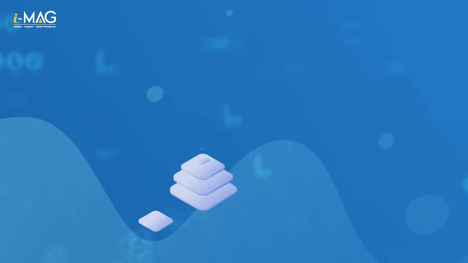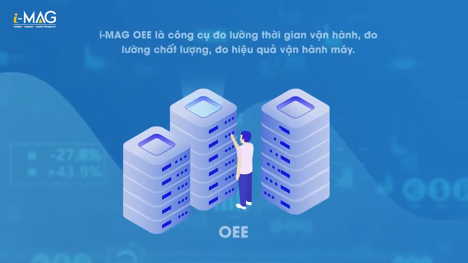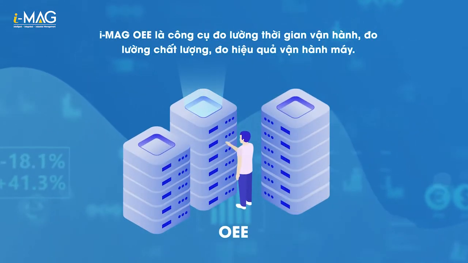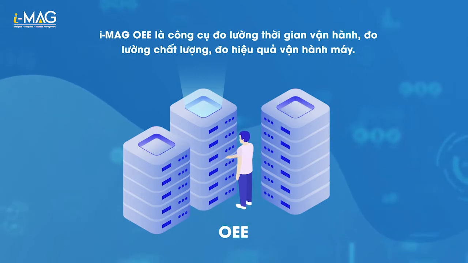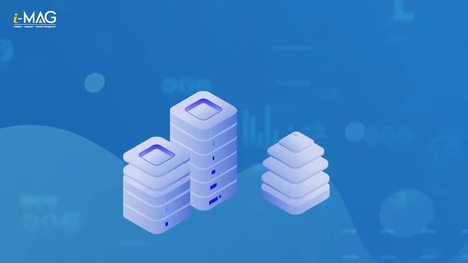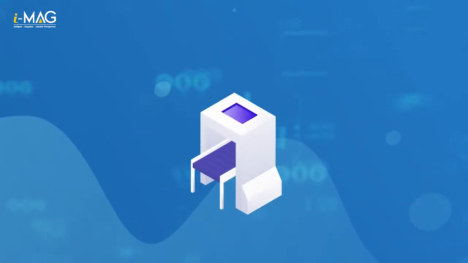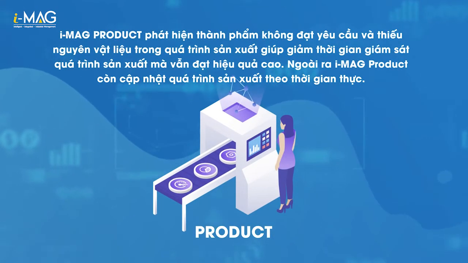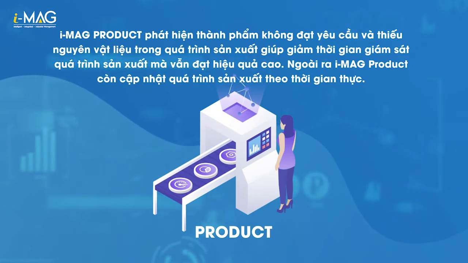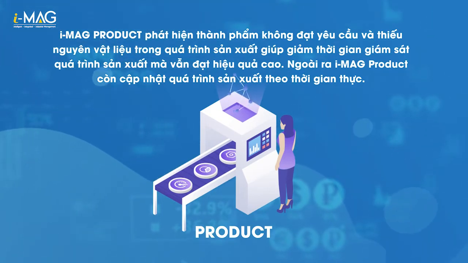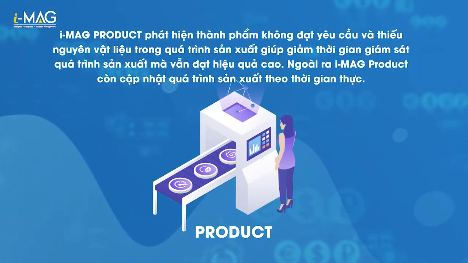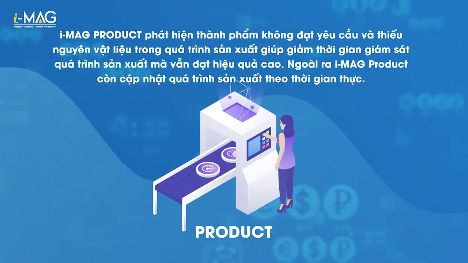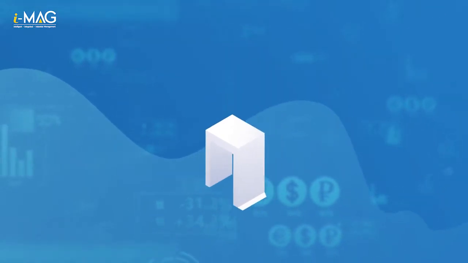iMag currently has 4 modules. iMag OEE is a tool to calculate uptime, measure quality, and measure machine operating efficiency. The iMag product detects unsatisfactory finished products and lack of raw materials during the production process, reducing the time to monitor the production process while still achieving high efficiency. In addition, the iMag product updates the production process in real time.